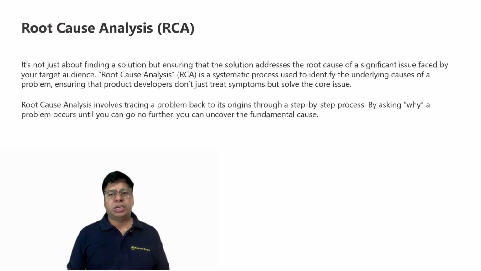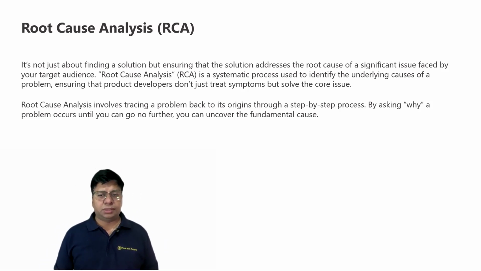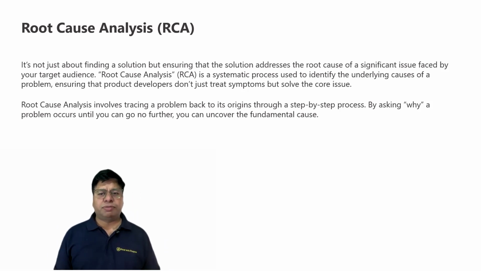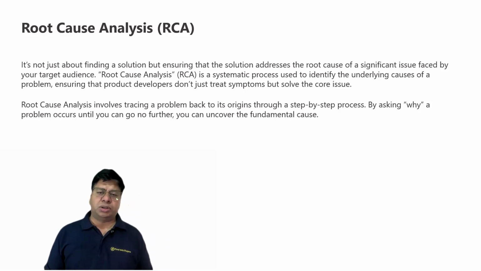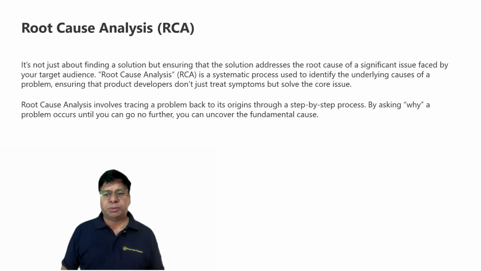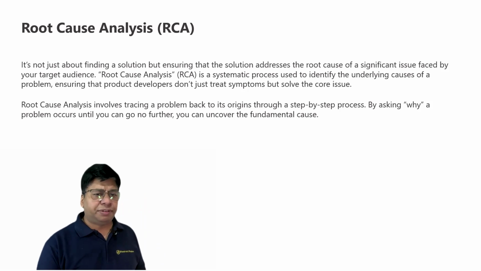The problem is users aren't completing sign up. Why? The form is too long. Okay. Why is the form too long? We are collecting too much information upfront. Okay, why are we collecting too much information upfront? Because we didn't prioritize the fields. So here the real problem is prioritization, not the user, not other stuff, right? The prioritization of the fields. So by using RCA, you build products that solve real pain points, not just band-aid fixes.